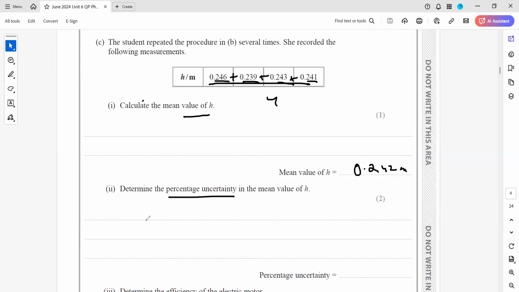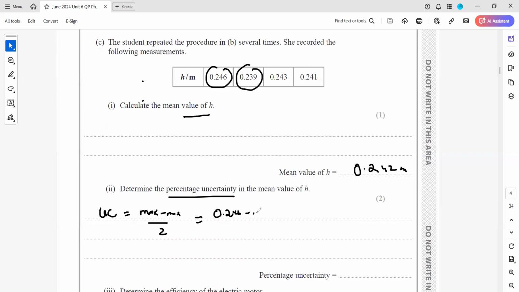And then the percentage uncertainty. For percentage uncertainty, we'll first find the uncertainty. Uncertainty is maximum minus minimum divided by 2. So what is the maximum value of this order? 0.246 is the maximum. What is the minimum there? 0.239. So maximum is 0.246, minimum is 0.239, and divided by 2.